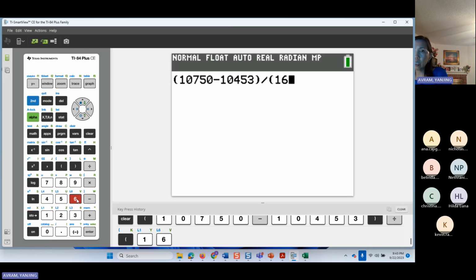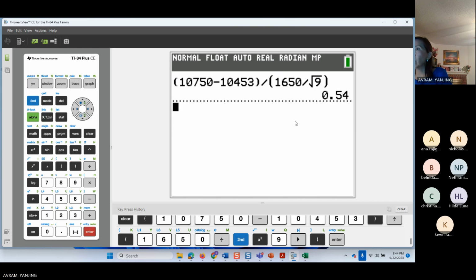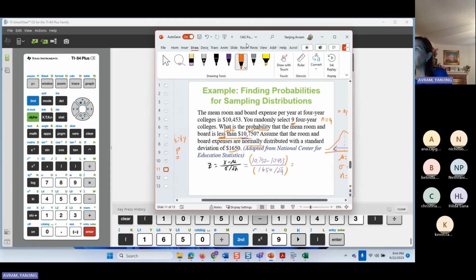Okay, so 1,650 divided by square root of 9. If you know the square root of 9 equals 3, you can just type a 3 here. But if you do not know, just go to second, x squared, that's the square root. Anytime you need to hit a blue button, you have to hit second first. Then make sure you cursor up before you close the parenthesis. So you have a parenthesis on the numerator, you also need a parenthesis on the denominator, and hit enter. All right, that is the correct answer. So your z-score here is 0.54.